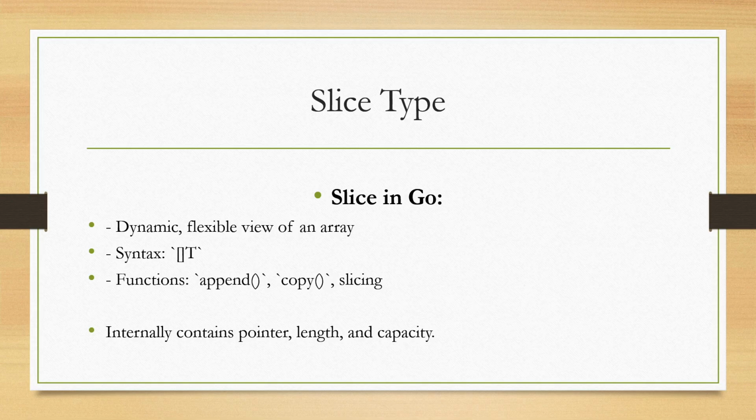Internally, a slice holds a pointer to the actual array in memory along with two numbers: length, which is how many items it currently has, and capacity, which is the total space available before it needs to grow. So if you are writing real-world Go code, like building a web app or doing some backend work, you will definitely use slices a lot.